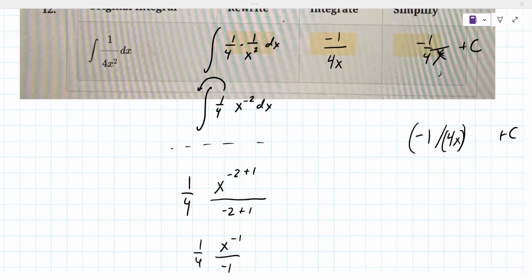Next problems I'm seeing are 15. Yes, 15, 16. These are all good to do.